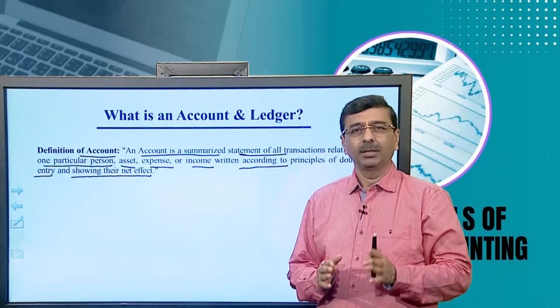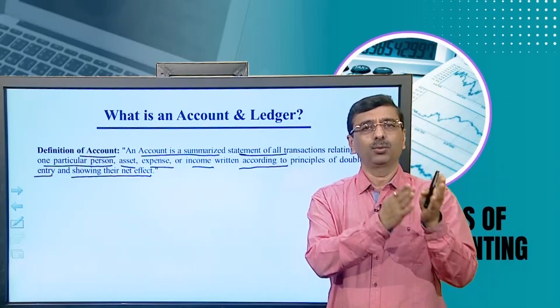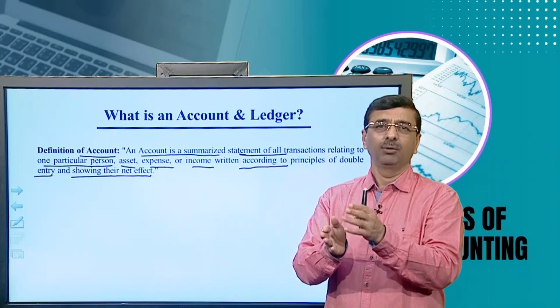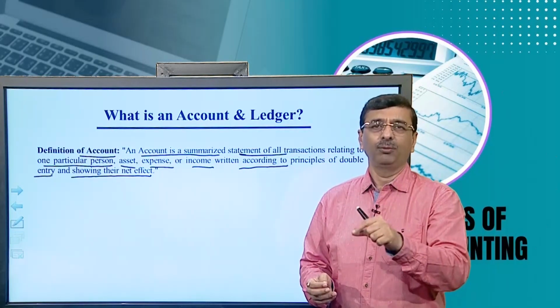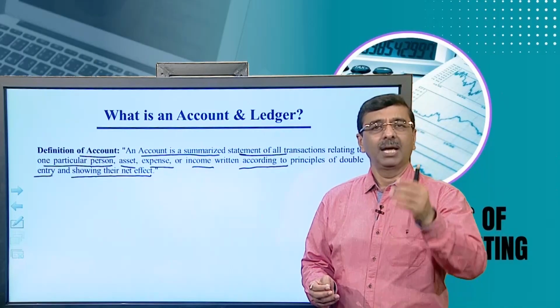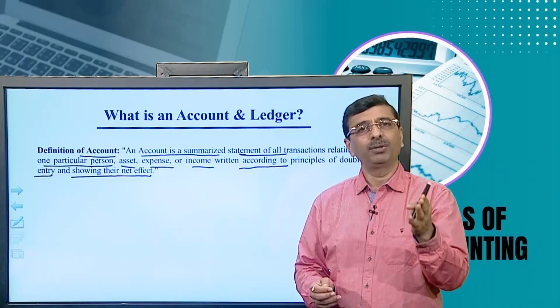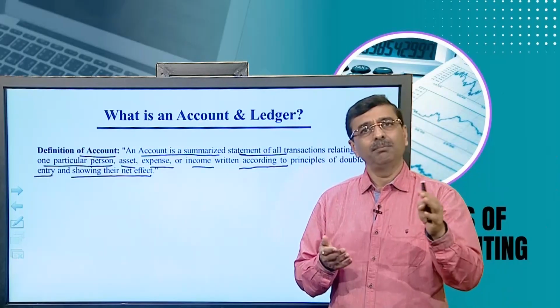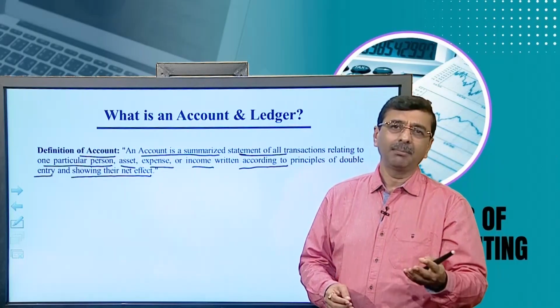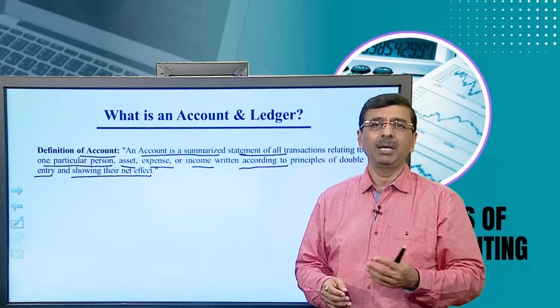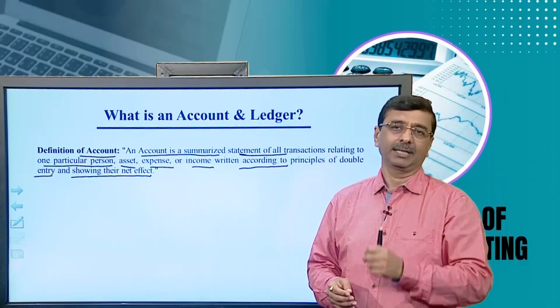So here the accounting transactions are recorded in the books with twofold effects, with accounting principles, having a certain name, which may be assets, person, liabilities, expense, or income, considered as an account.